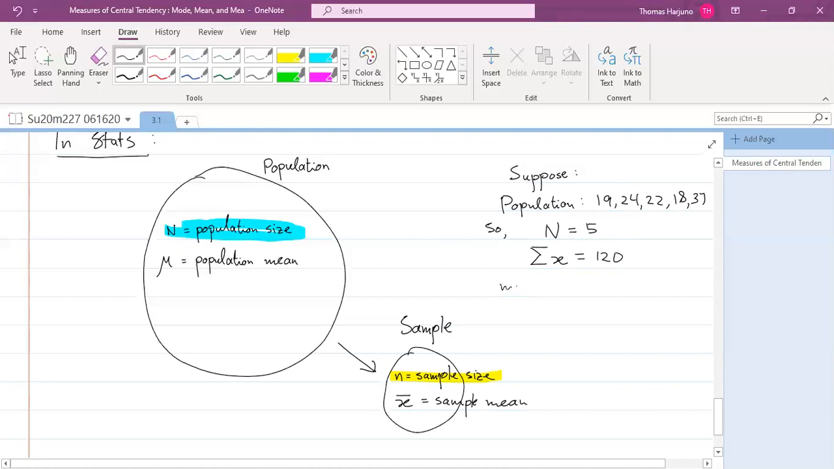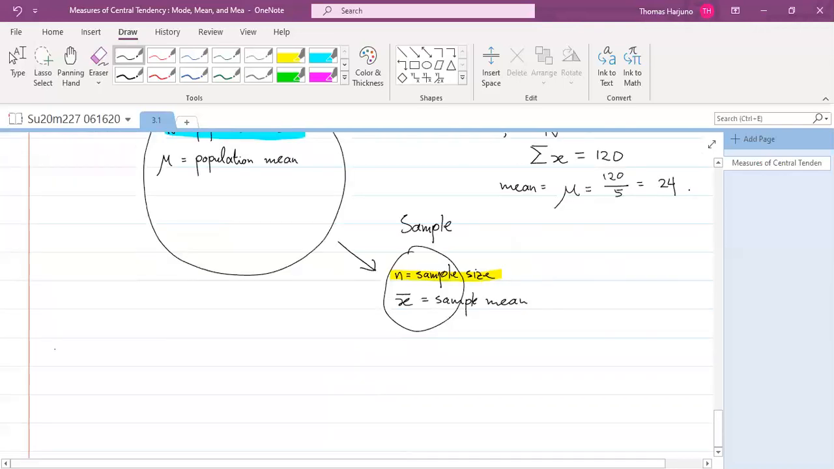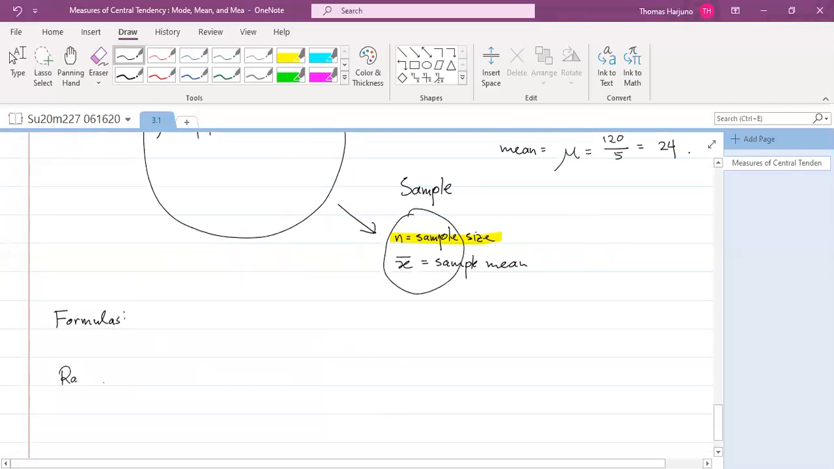So when I ask you the mean, you will use this notation. Mu equals 120 over 5, which equals 24. In fact, the formula for the population mean, if we have raw data, is mu equals the sum of x over capital N.